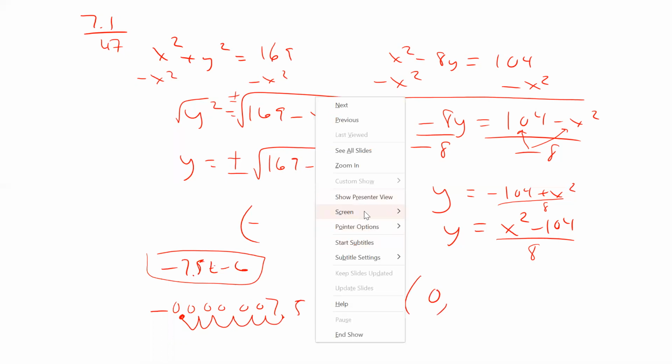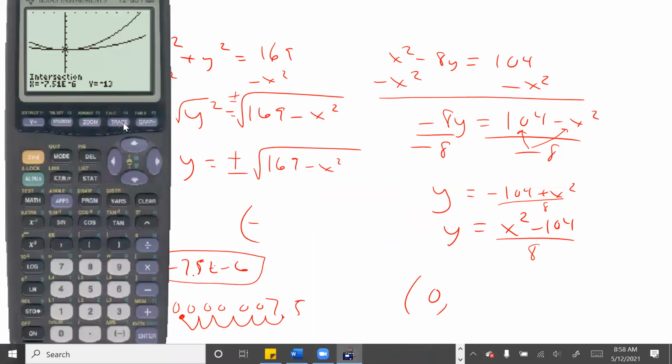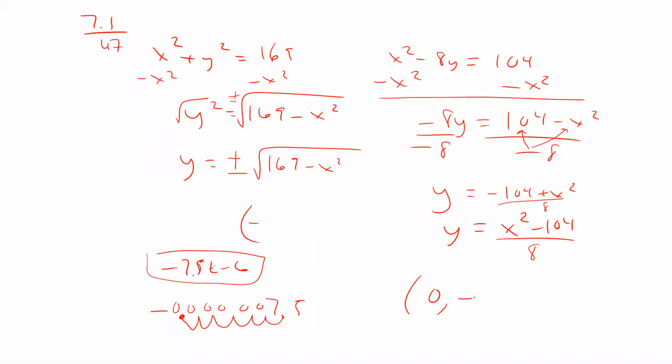Oh, I forgot to see what the y value was. Oh, negative 13. So you guys talk to me. What was the first one? First one was what? 5, negative 12 or negative 12, 5? Negative 12, 5 was this one. That's one intersection point. That's the next one.